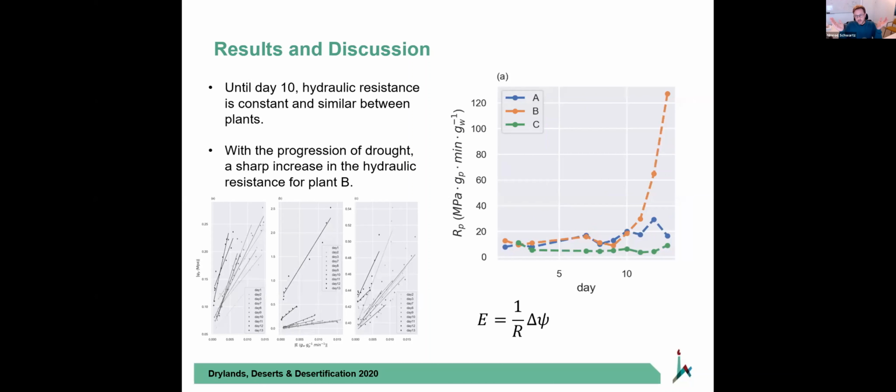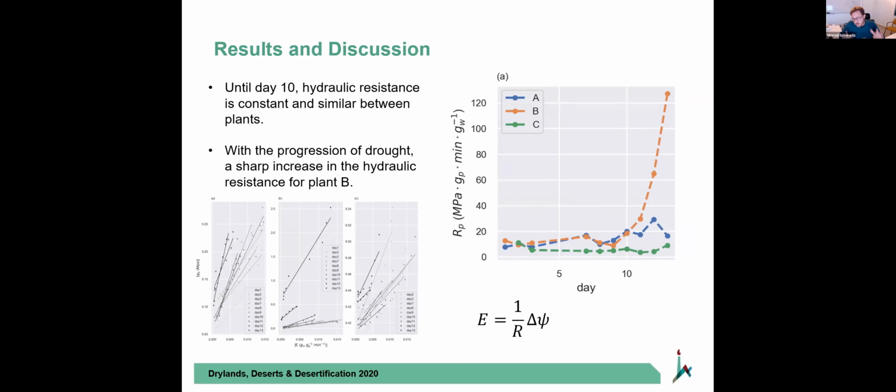Okay, so we have the data from the transpiration, E, and we have the data from the water potential. So using this simple relationship, we can calculate the hydraulic resistance of the system. And you can see it here for the three species, A, B, and C. You can see the data, and you can see the fit to this simple equation. And here you can see the hydraulic resistance as a function of time for the three species.